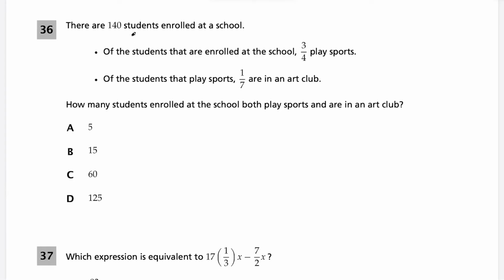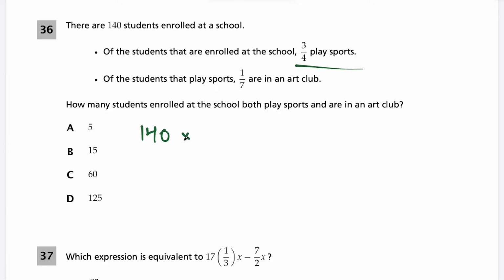Question 36, there are 140 students enrolled at a school. Of the students that are enrolled at the school, 3/4 play sports. Of the students that play sports, 1/7 are in an art club. How many students enrolled at the school both play sports and are in an art club? Well, let's go through this piece by piece. We have 140 students at some school, and of those students, 3/4 play sports.